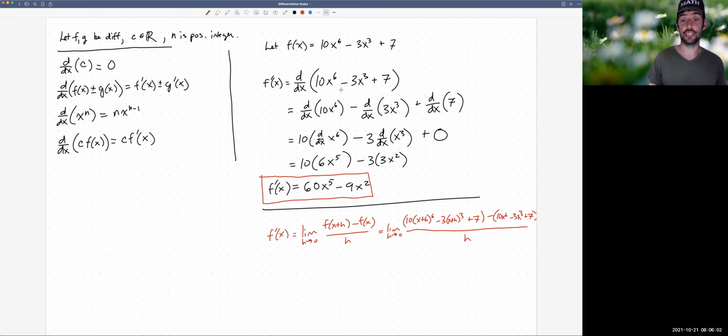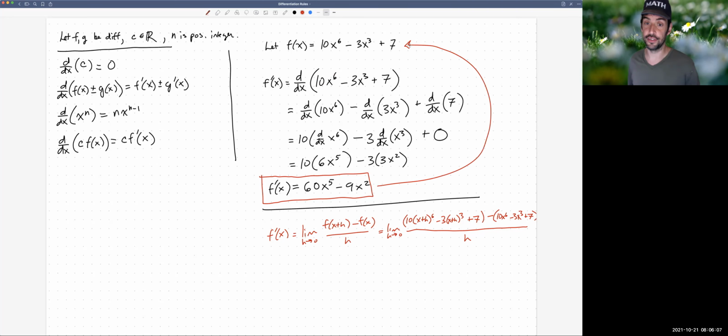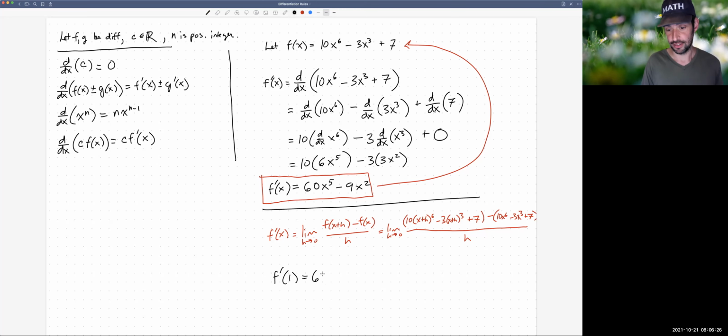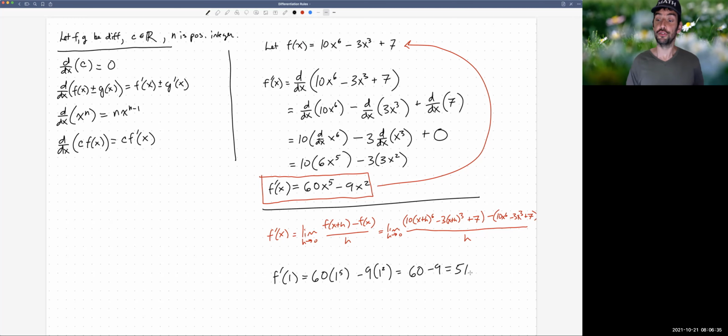This is still a function that spits out the tangent line to this function at all the points of x, right? In this case, everywhere, because these are defined everywhere. So if I want to know the derivative of the original function f of x at, say, x equals 1, f prime of 1, I can now plug straight into this formula, is 60 times 1 to the 5th minus 9 times 1 squared, which is just 60 minus 9, or 51. So the slope of the tangent line to f of x at 1 is 51.